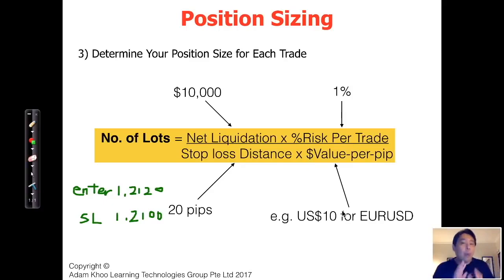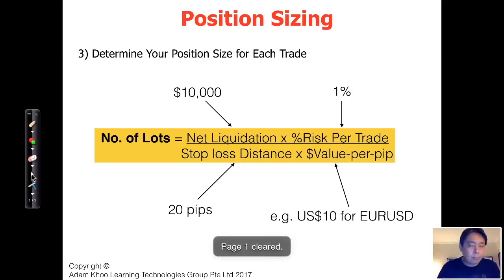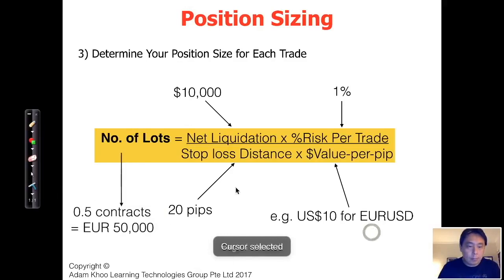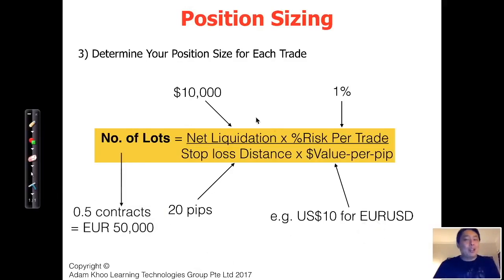You can go to many websites to check the dollar value per pip, or just use a standard calculator that will calculate everything for you. Got it? Great. So yeah. Once you punch in these numbers, 10,000 multiplied by 1%, divide by 20 times 10, you will get 0.5. So the answer is 0.5. So what is 0.5? 0.5 means 0.5 lots, if you will.